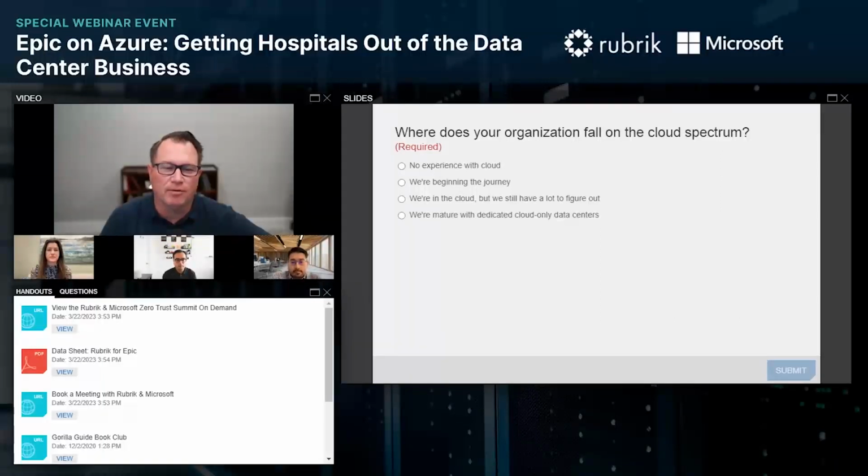Do you have no experience with cloud? Are you just beginning the journey? Maybe you're in the cloud, but you still have a lot to figure out. Or maybe you're mature with dedicated cloud-only data centers. Select the option that corresponds to you and your company, and we'll share the results here, and you can see how you stack up with your fellow technologists on the event today. We'll give everyone a moment to respond here, and then I want to see what our experts think about the results.